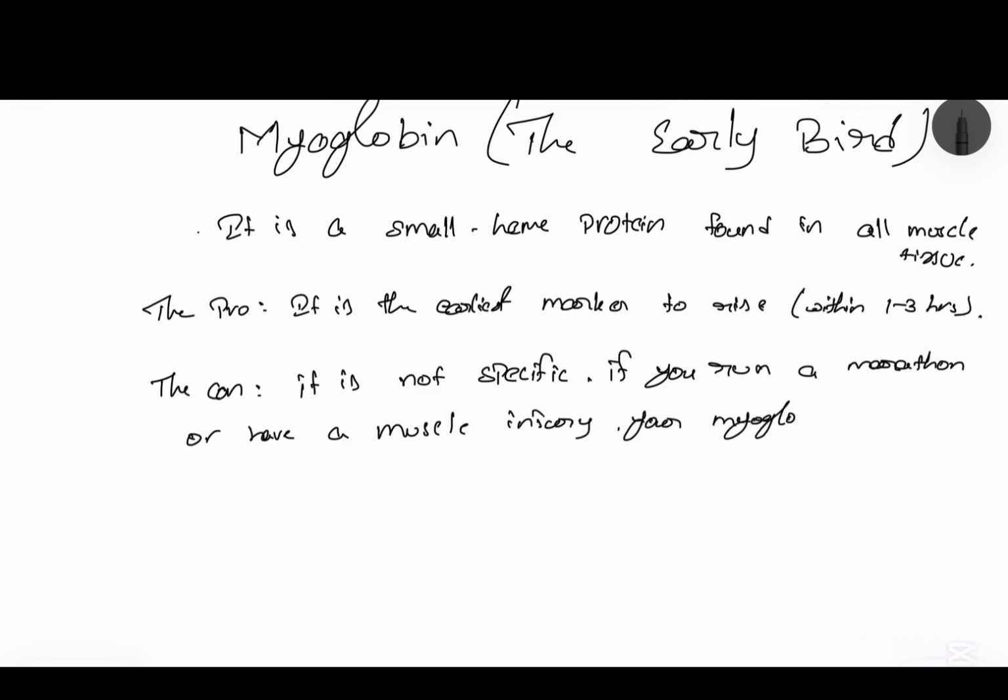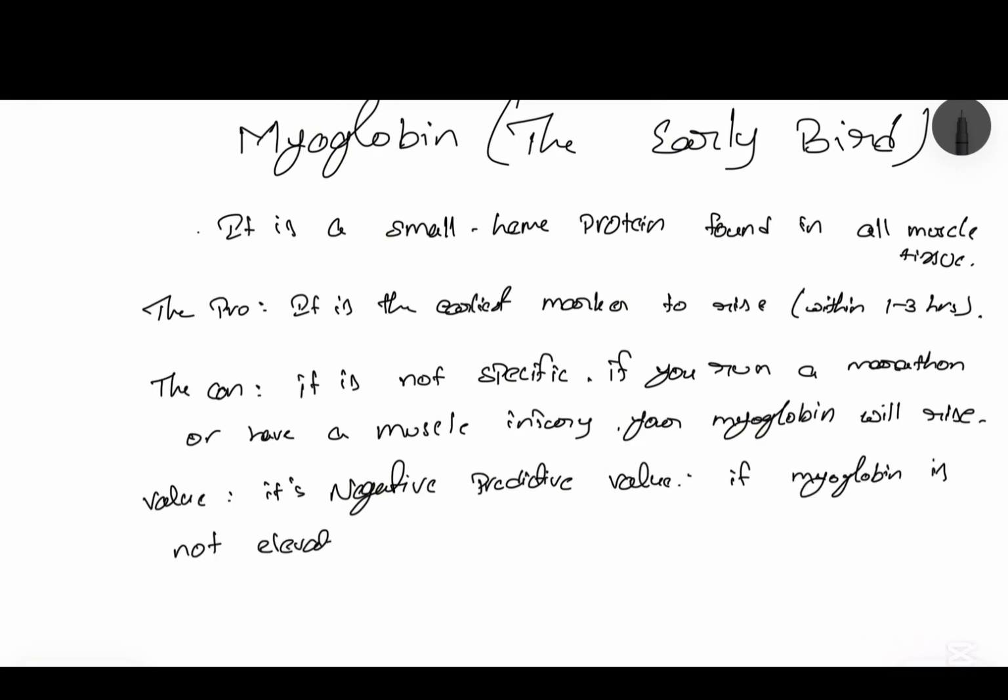But here's the value. It has a high negative predictive value. If myoglobin is not elevated within 4 hours of chest pain, a heart attack is very unlikely.